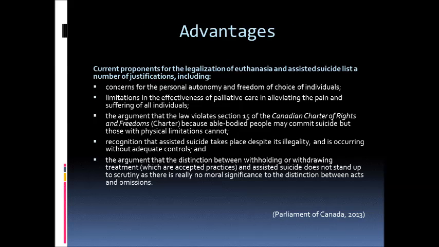So next we'll look at the advantages that have been posed as far as euthanasia goes. Current proponents for the legalization of euthanasia and assisted suicide list a number of justifications, including the following. Concerns for the personal autonomy and freedom of choice of individuals, limitations in the effectiveness of palliative care in alleviating the pain and suffering of all individuals, and the argument that the law violates Section 15 of the Canadian Charter of Rights and Freedoms because able-bodied people may commit suicide, but those with physical limitations cannot.